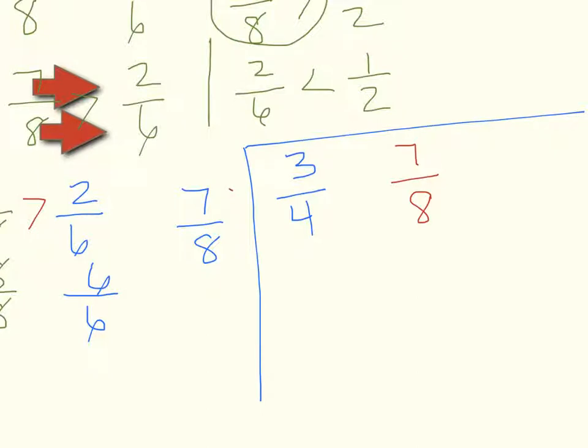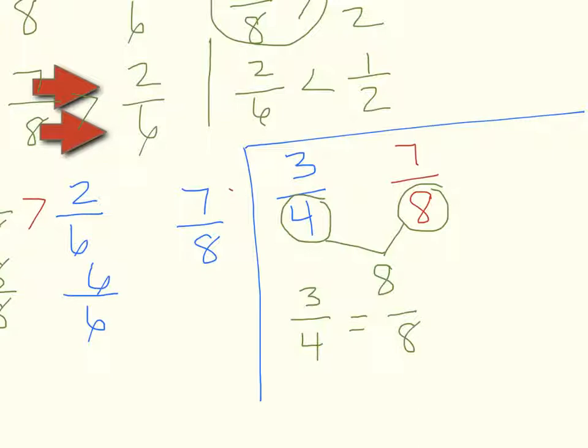Get a different color here. We rename fractions by taking the denominator of the fractions and making them the same. We do that by finding the least common multiple for the denominator. So the least common multiple that 4 and 8 have in common is 8. 4 can go into 8 and 8 can go into 8. So 8 is our least common denominator. Now, how are we going to fix these fractions to make them have a denominator of 8?